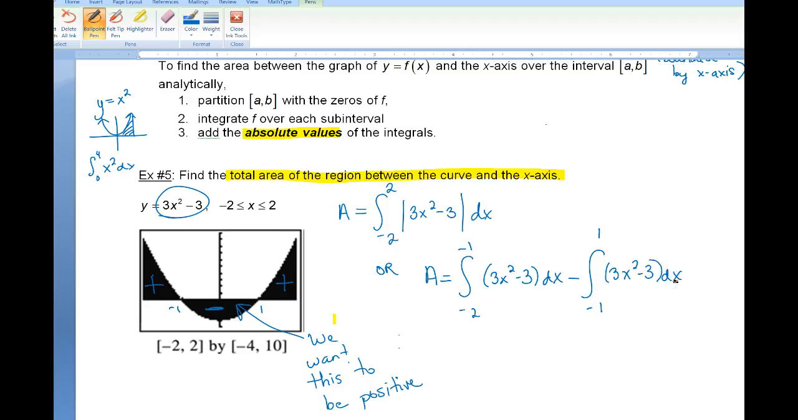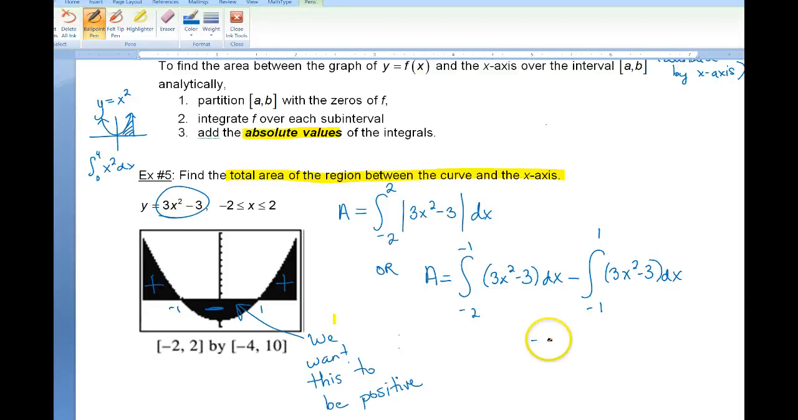Notice I put a minus sign here instead of a plus. Why would I do that? That's one way to look at it. Why would I subtract the area under the curve? It's going to be a negative number. Right, so this is going to be a negative number. So if I subtract it, it ends up adding.